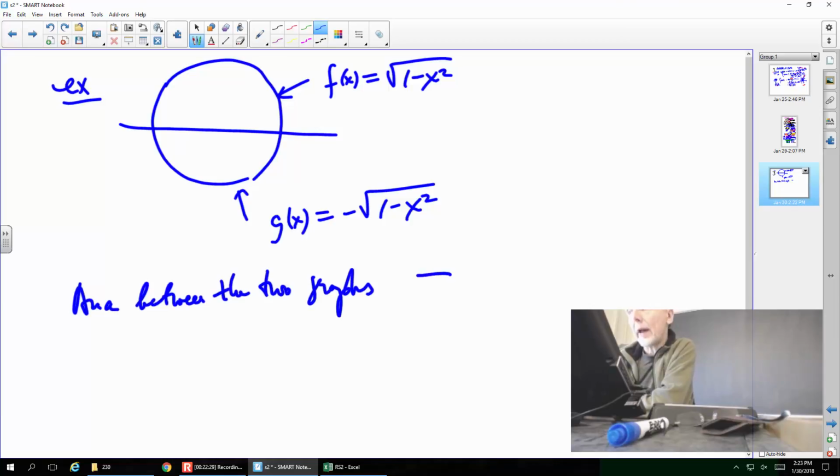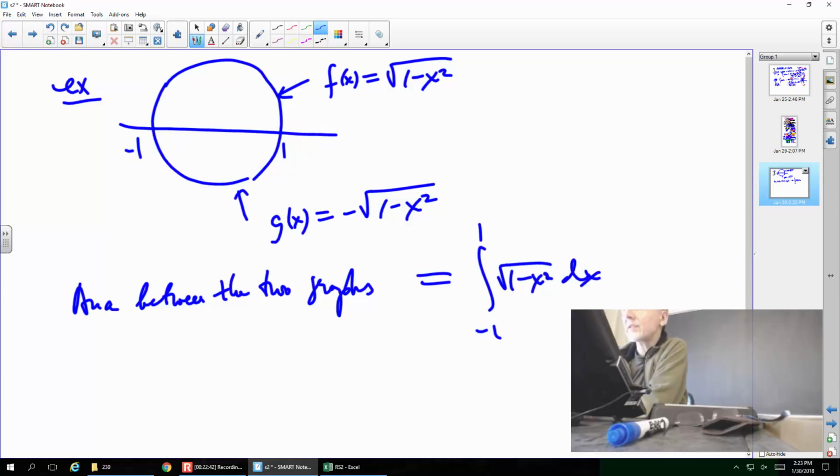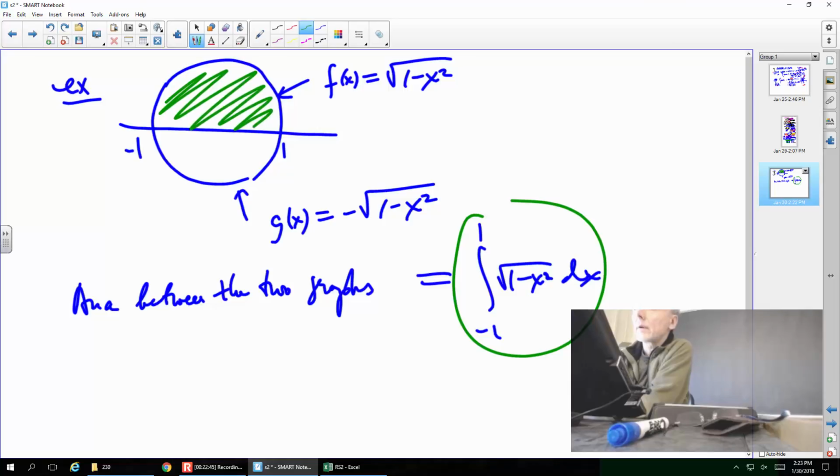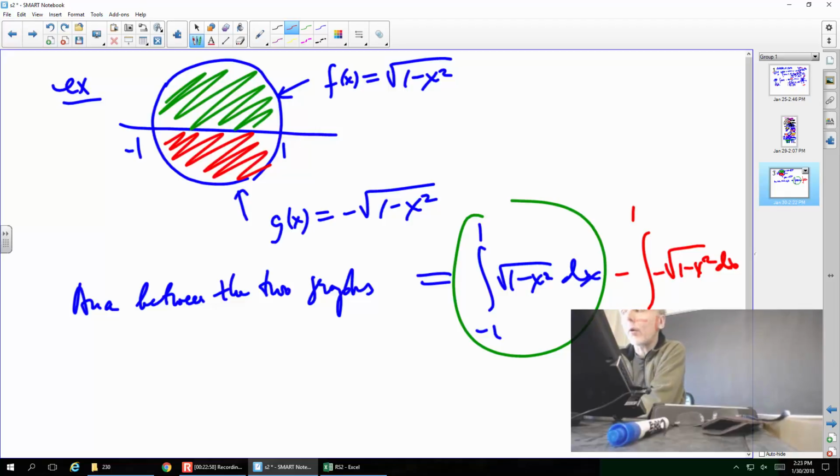I certainly could write it as a difference of two integrals, as we did before or yesterday. So from negative 1 to 1, the integral of square root of 1 minus x squared dx. That's the upper half. Let me mark it. So this is the upper half. And then I subtract the integral from negative 1 to 1 of negative square root of 1 minus x squared dx. That is the bottom. Okay, and then altogether, they give me the whole thing.